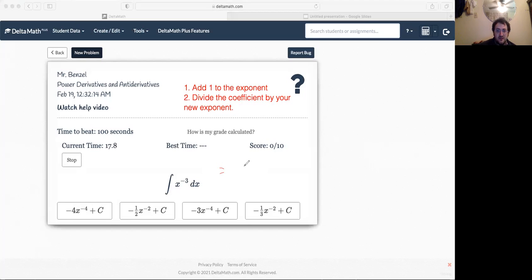What I would do first is add 1 to your exponent, and then take your coefficient and divide by your new exponent. Don't forget the plus c, so in this case you would have -1/2 x to the -2 plus c, and you choose that answer choice.